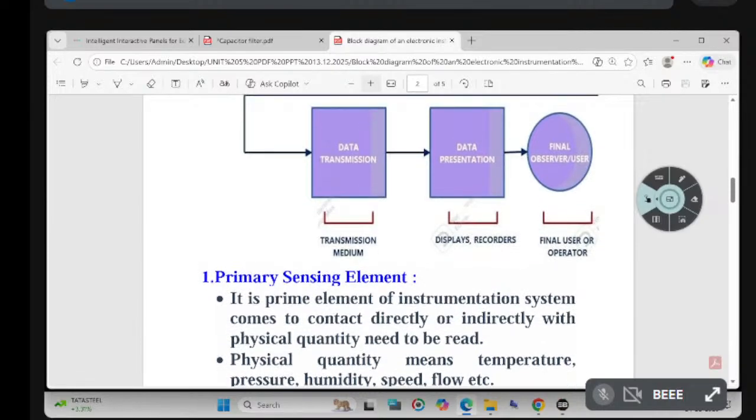Write down only these two sentences. What is a primary sensing element? Don't write everything. It is the primary element of an instrument system, which comes into direct or indirect contact with the physical quantity. First we have to read the physical quantity, for example temperature, pressure, humidity, speed, whatever it may be. The element that reads the quantity we want to measure is called the primary sensing element.